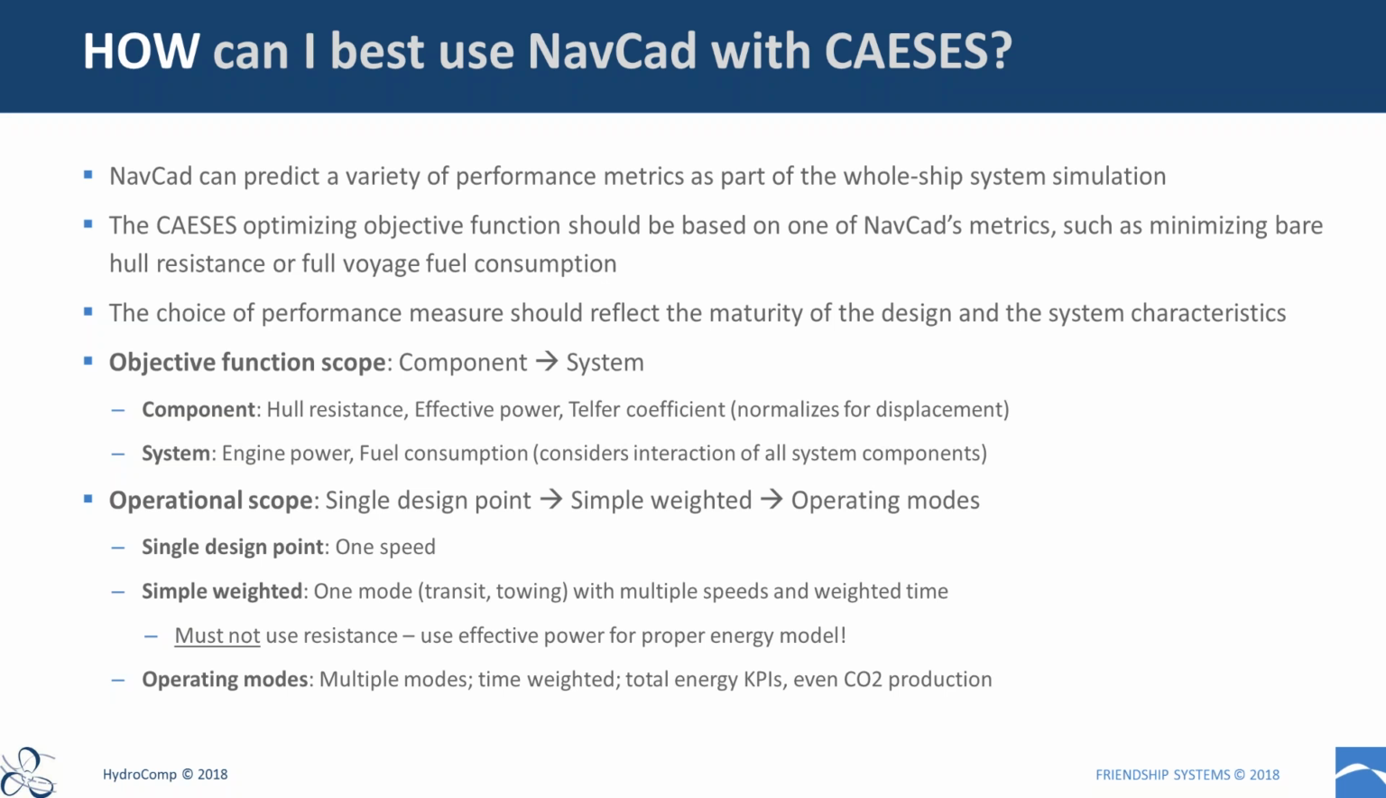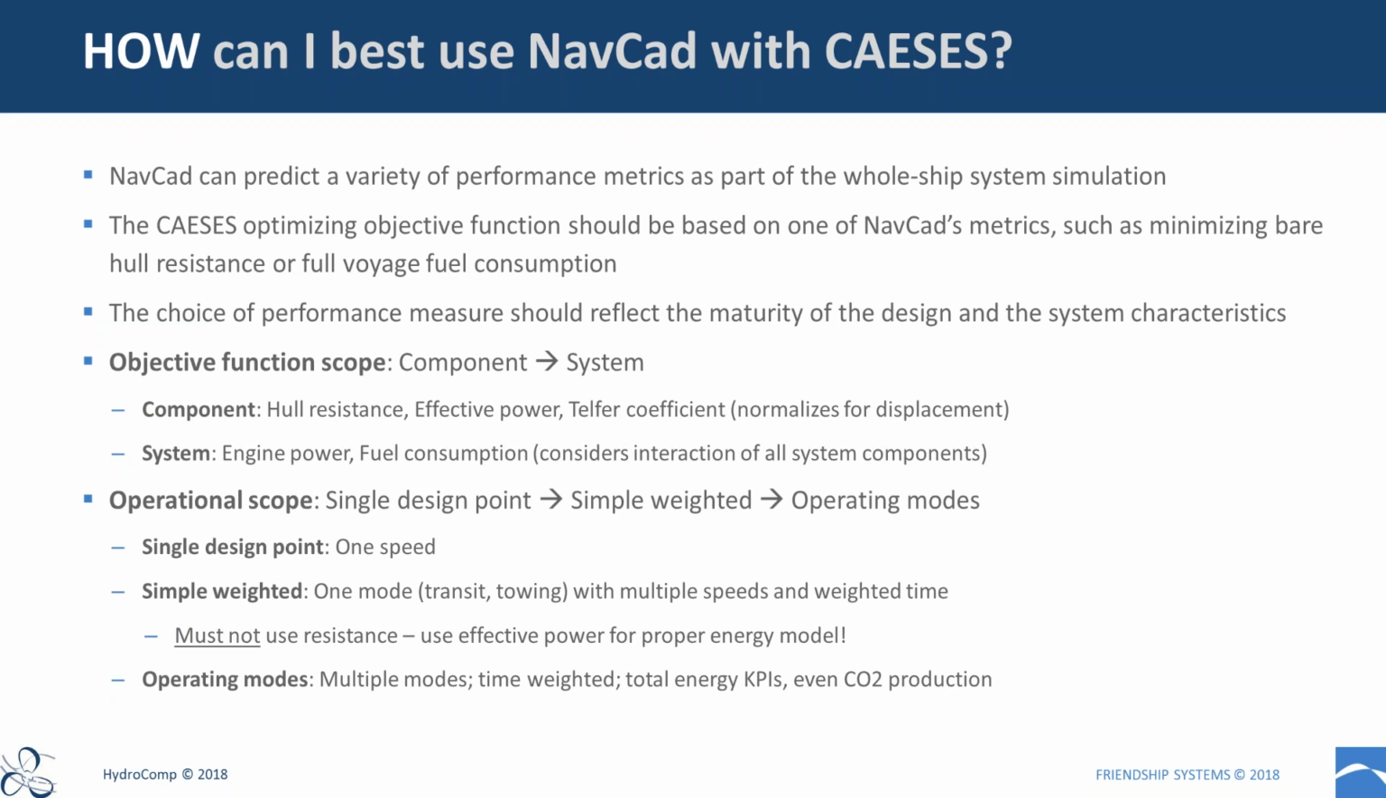Power is a better way to communicate energy. Resistance is speed specific, so you want to actually look at what the power or equivalent energy demand is, and that's captured through the use of effective power as opposed to resistance. In the case of a single design point, it doesn't make any difference, but if you're using multiple speeds with perhaps a simple weighted design point, you want to remember to use effective power.